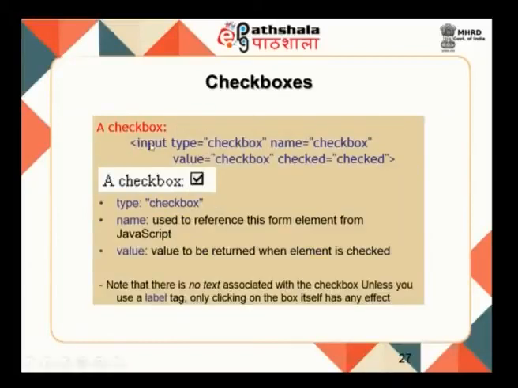Now, how to create a checkbox? Making use of the same input tag, type equal to checkbox, you give a name for it and a value, and if you want to have it as checked, make use of the attribute called checked. Now, you create a checkbox, and it is basically checked. Here type is checkbox, name is used to reference this form element from JavaScript, and value is to be written when the element is checked.